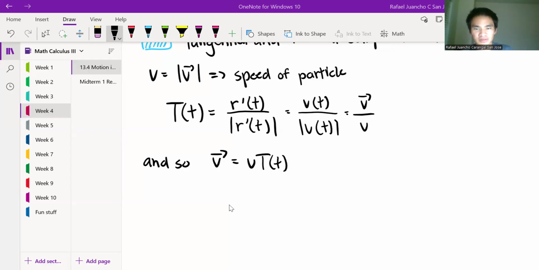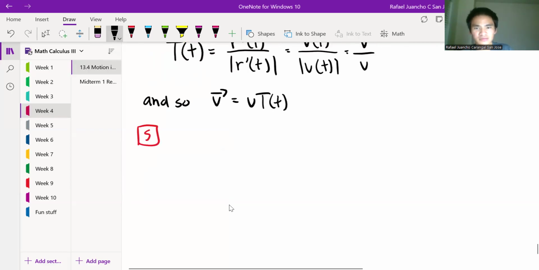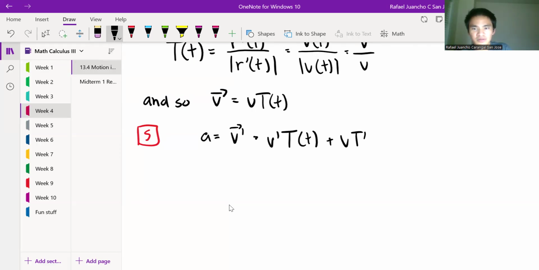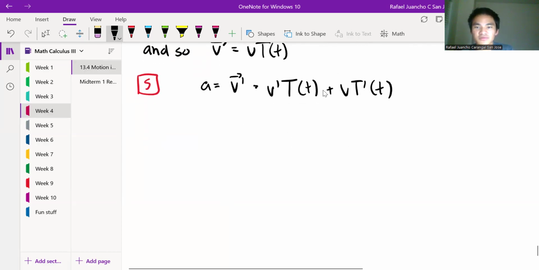And if we differentiate both sides of this equation with respect to t, well, then we get a, for acceleration, is equal to, so we differentiate this v, and so we have v prime T plus v T prime. Let's make it a function maybe. Then we put T prime here. Right, so here we use the product rule.